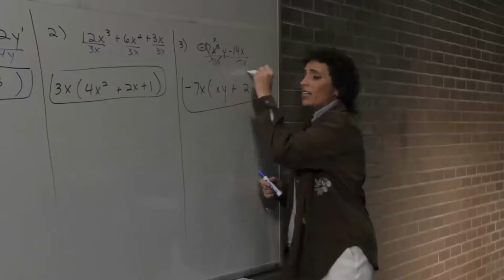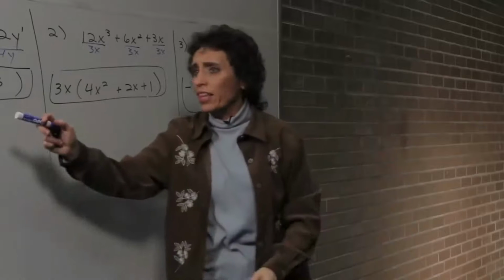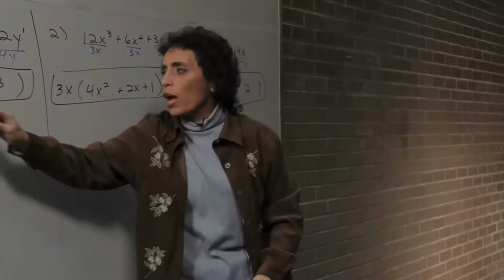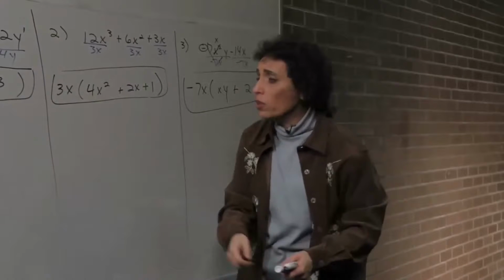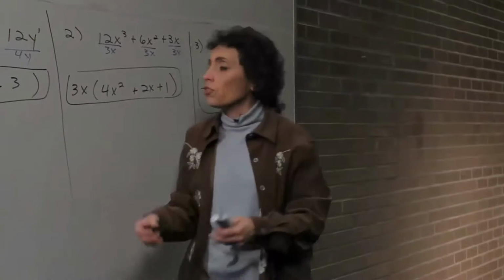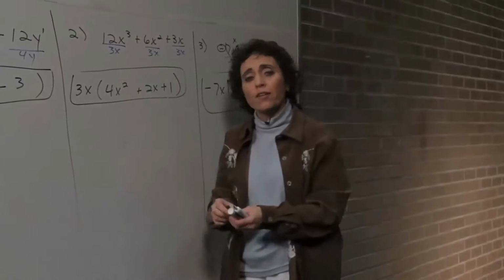And that's it. Now, listen, all of these on the board, and I think a lot of the other ones we did, had a number and a variable as a GCF. You don't always have both. Sometimes you just have one variable. Sometimes you just have a number, and that's it. So I think almost all of these had a number and a variable.